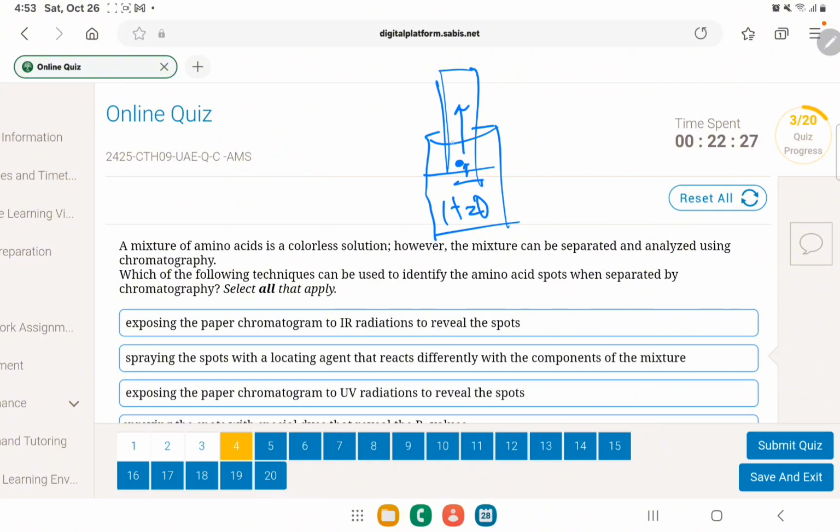For example, maybe this is black ink, so it's going to separate into yellow, orange, and green, and whatever. But here they're using amino acids. We know that amino acids are colorless, as they just said. So how can we identify the amino acids? We can use something called locating agents, and we can spray them on. We can also use UV light, UV or a locating agent.